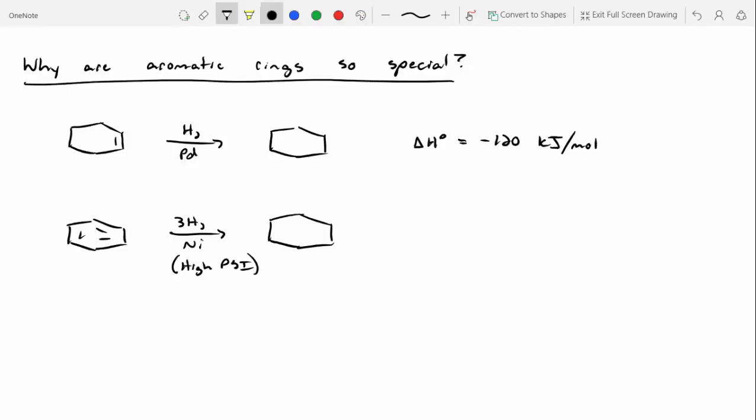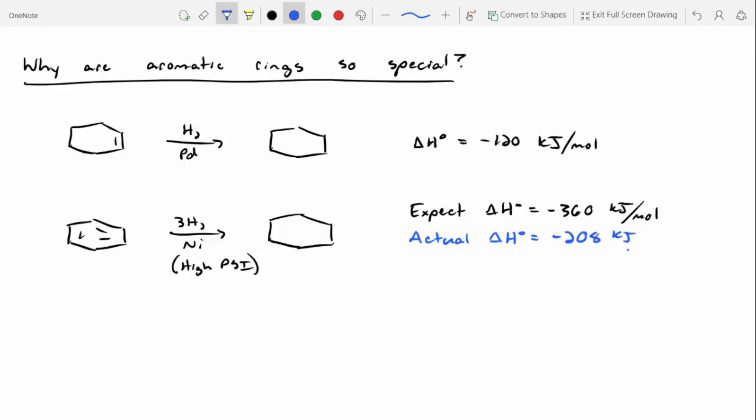And what should the enthalpy be based off of our observation with cyclohexene? 3 times. Yeah. So we would expect delta H to be negative 360 kilojoules per mole, right? However, the interesting observation is that this isn't what you get. The actual enthalpy is negative 208 kilojoules per mole.